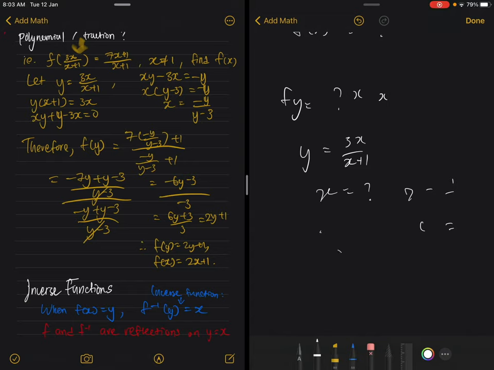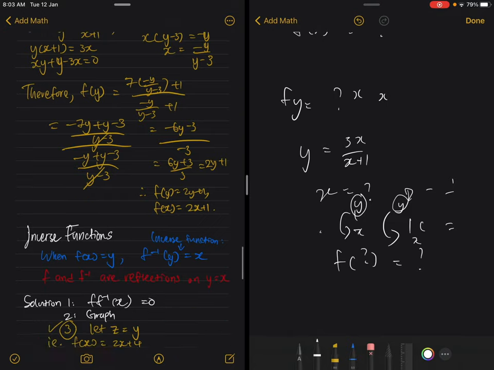And remember what I said, the thing here is related to the value here. So if here is x, here is x, here is 1, here is 1. And if here is y, here is y. So if here is y and here is y, you can undo it back to x. So fx equals to 2x plus 1.